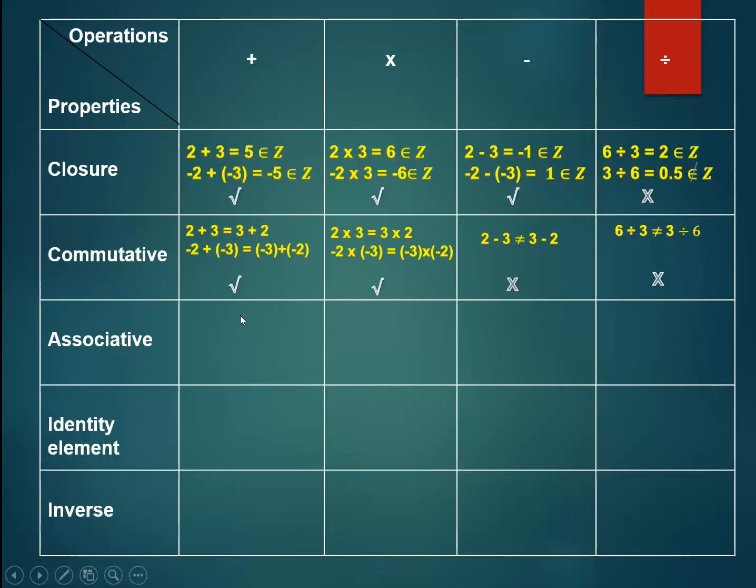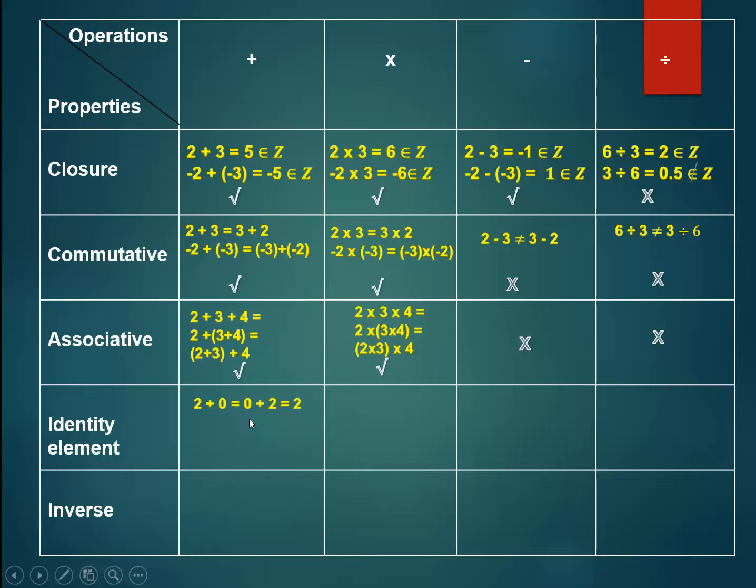Associative: we know that if we have 2 plus 3 plus 4, we can put 2 plus the bracket of 3 plus 4, and it will give you the same answer. And if I put 2 plus 3 in brackets, plus 4, it will give me the same answer. In multiplication also it's satisfied, but in subtraction and division, not satisfied.